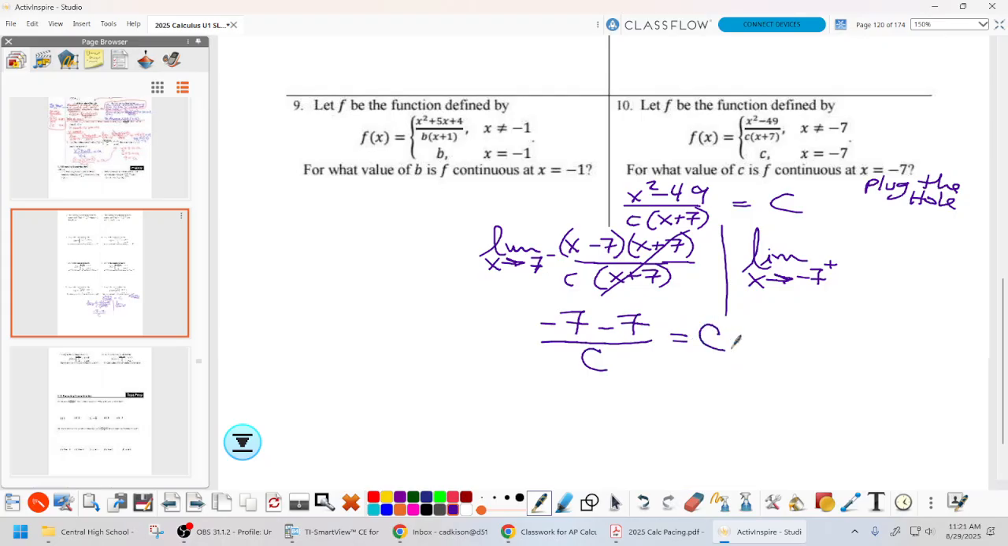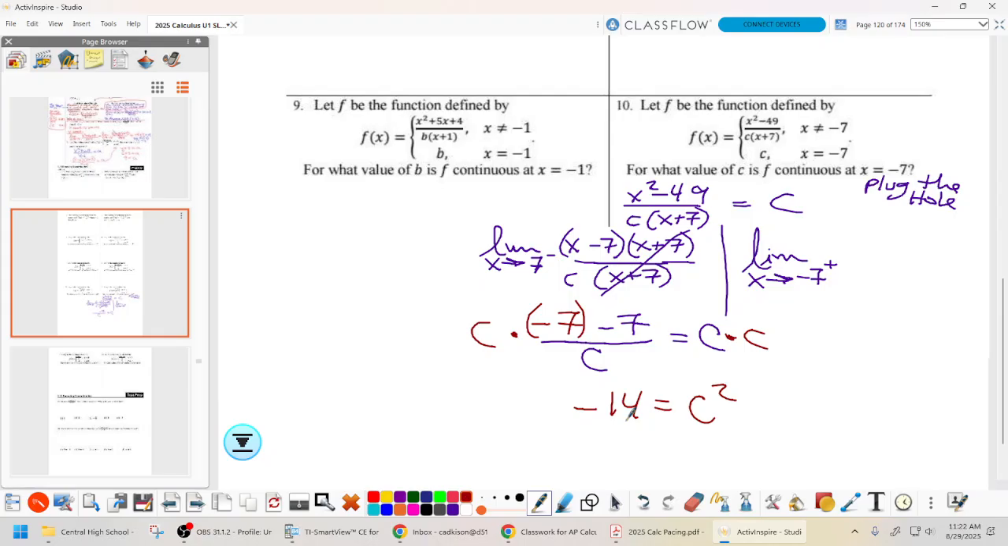Equals c. What would you do to solve that? We're safe to solve now. Everybody, I probably should change color, but notice I plugged in the -7 x value there. Yeah, multiply both sides by c. So c squared. Okay, so what is that? Where is the issue there? Can't square, or you can't root it. Yeah, we can't square root a negative without complex.